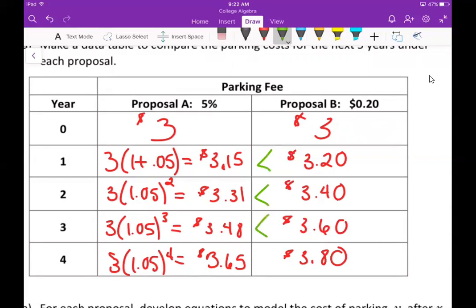Linear growth is greater. All the way through for 4 years, it actually turns out that that linear growth, that constant amount growth is more, right? It's basically saying that 5% of $3 is not 20 cents, right? At first it was only 15 cents, then 16 cents increase. So it's increasing by more each year, but still not matching up to the second proposal.